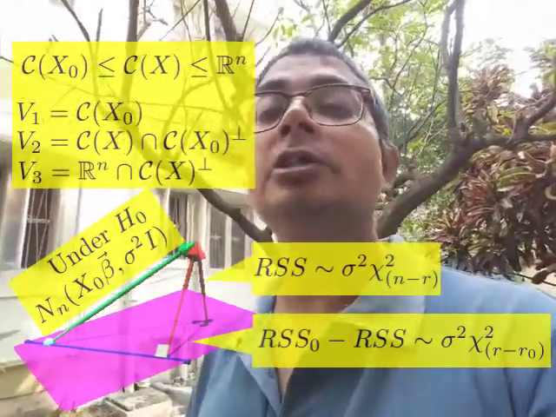And if your null hypothesis is not satisfied, in that case also we'll have an F distribution, but then it will not be a central F distribution, it will have a non-central F distribution, because the numerator chi-square will cease to be a central chi-square. So it will have some amount of non-centrality parameter. So if you want to compute the power of the test, you can do that by using the non-central F distribution.